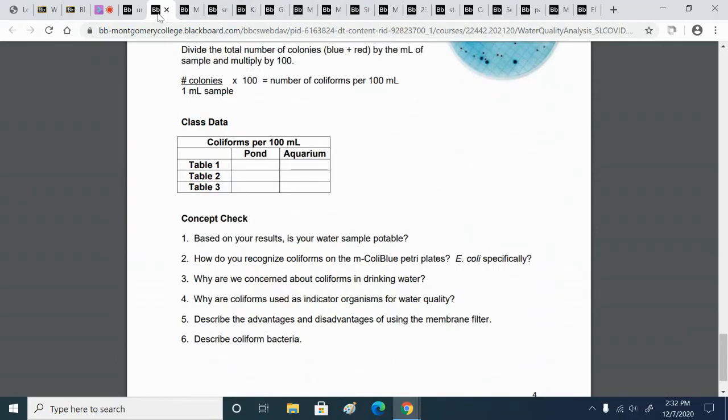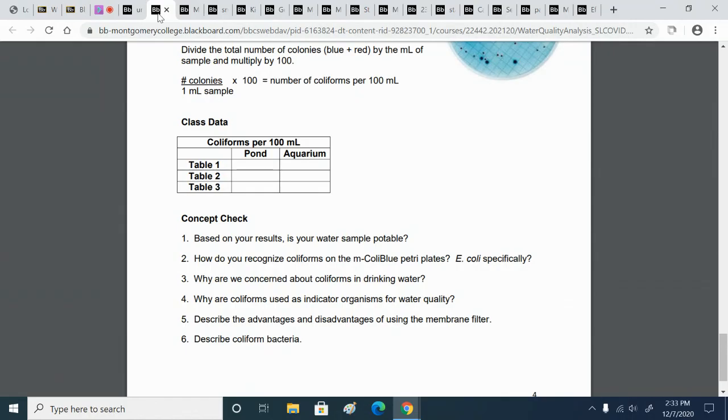Now, there are some disadvantages of using a membrane filter as well as advantages. The advantage is it's fast. Within 24 hours, you get colonies that you can see. It's quantitative. You can count those colonies and determine a concentration of coliforms per 100 milliliters. And it's sensitive because you can filter large volumes of water and find just a few cells. So it's fast, it's accurate, it's sensitive.